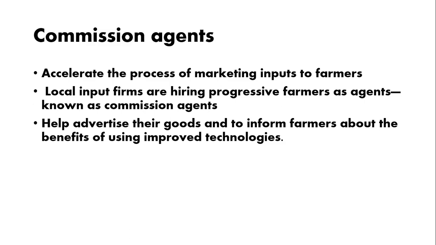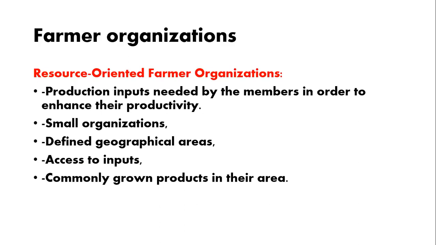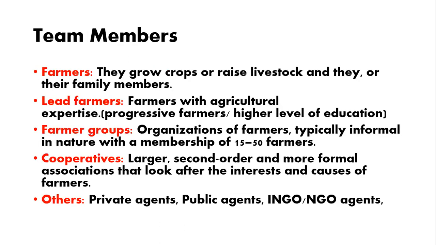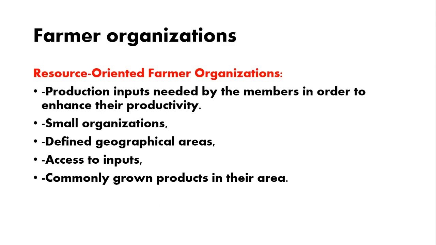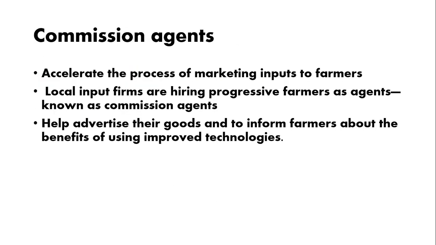What he does is encourage farmers to use selected products of the selected company. He is called a commission agent. The commission agent plays a big role in extension. Therefore, he should be a partner of the pluralistic extension system, right? That is why I am mentioning here farmer organization: farmer, lead farmer, farmer group, cooperatives, and the farmer organization. There are two types, and the commission agents, right?